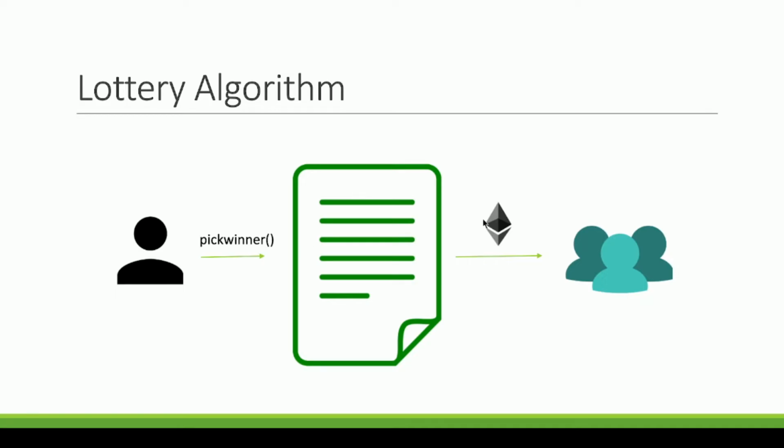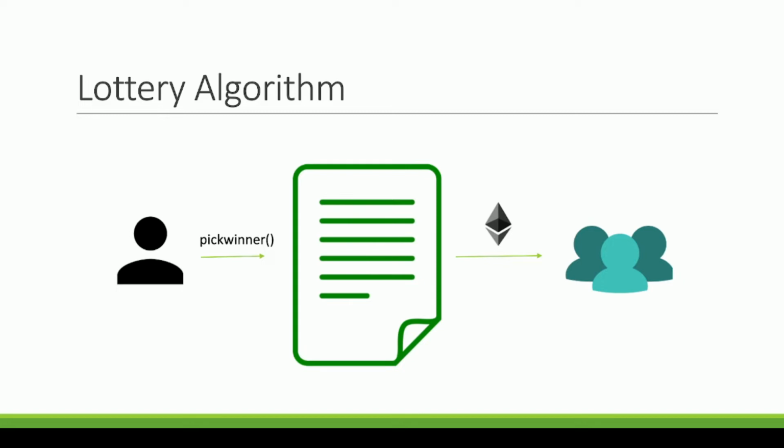So let's say if 3 people have participated in this lottery, so we will have a balance of 3 ether, and let's say one of the people from these 3 participants wins, so this 3 ether balance will be transferred from the smart contract balance to the person who has actually won this lottery. So this is how our lottery algorithm will work.